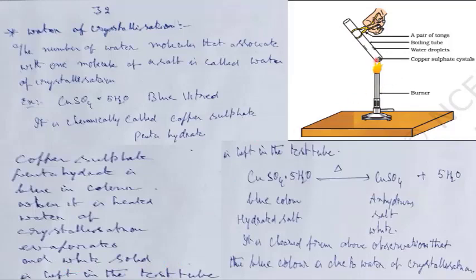So here copper sulfate in a test tube is heated with the help of tongs. Initially it is blue in color. After heating, water droplets are observed on the walls of the test tube. These water droplets are due to the evaporation of water of crystallization. And finally, a white solid is left in the test tube. So the equation involved here is CuSO4 5H2O gives CuSO4 plus 5H2O. This copper sulfate 5H2O is blue in color, whereas anhydrous copper sulfate, that is without water of crystallization, is white in color.